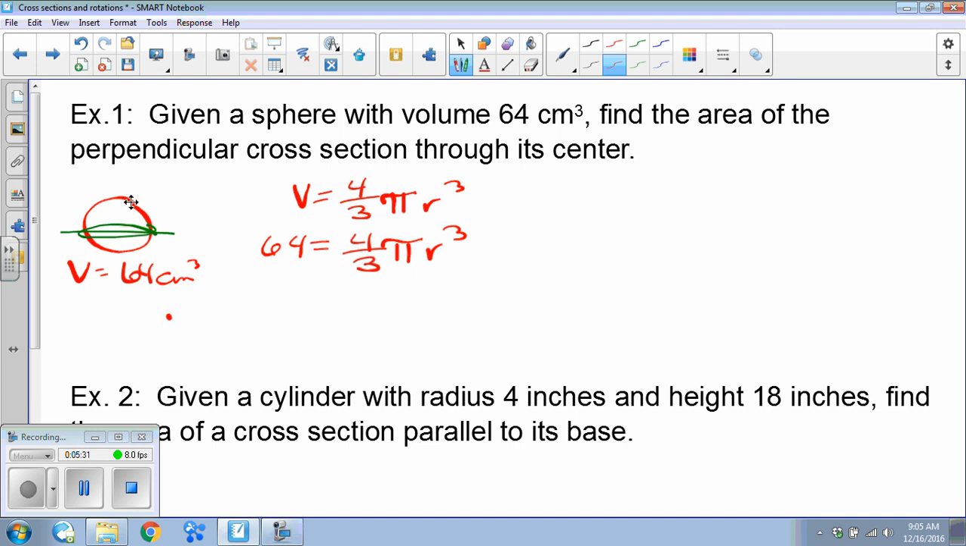And now we have to solve for r. So we have to get rid of everything else that's multiplied to it. So I'm going to divide both sides by 4/3 pi. And that's going to get rid of that. And that'll just leave me with r to the third power equals whatever that calculates to, right? And then to solve for r, what do you have to do? Cube root of both sides, correct? You're going to take the cube root of both sides.